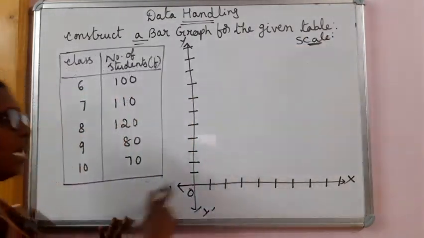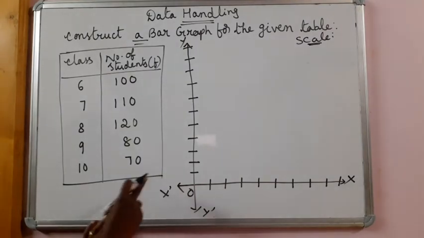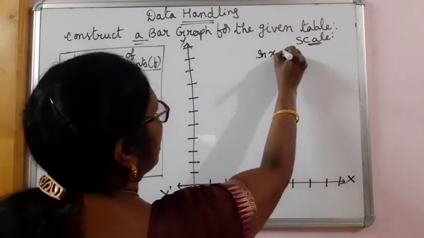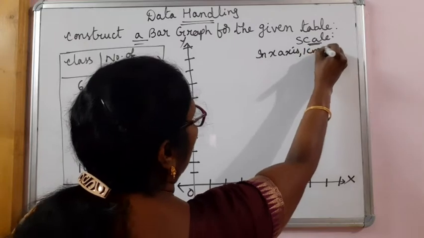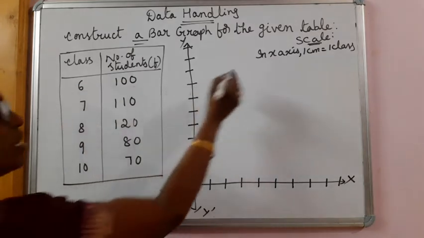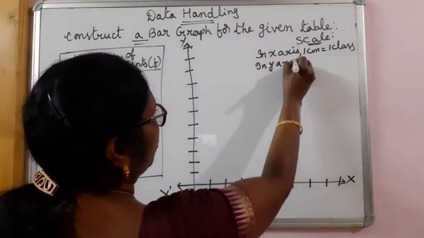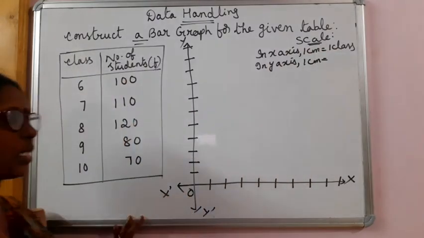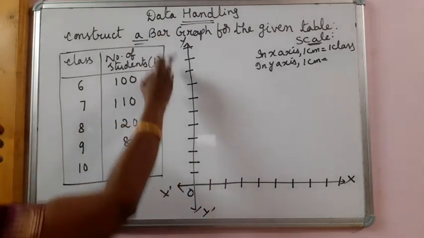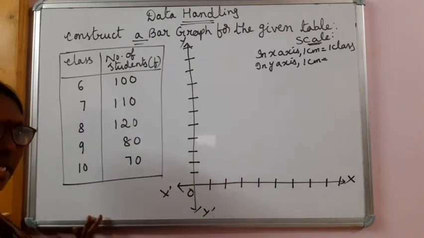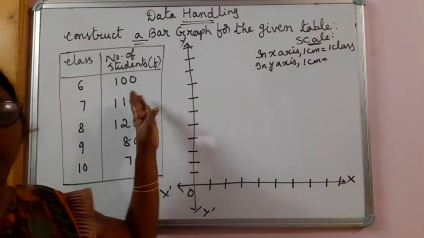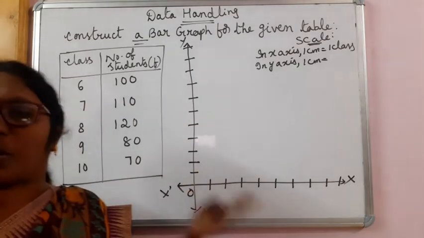What is this scale? What you are going to take on the x-axis and on the y-axis, that is the scale. On the x-axis, 1 cm equals 1 class. On the y-axis, you have to see what 1 cm equals. The maximum number is 120 and the minimum is 70. We can see whether we can take 10, 20, 30 like that. If our graph paper is not sufficient for taking 1 cm equal to 10 students, we can take 15 or 20 like that.